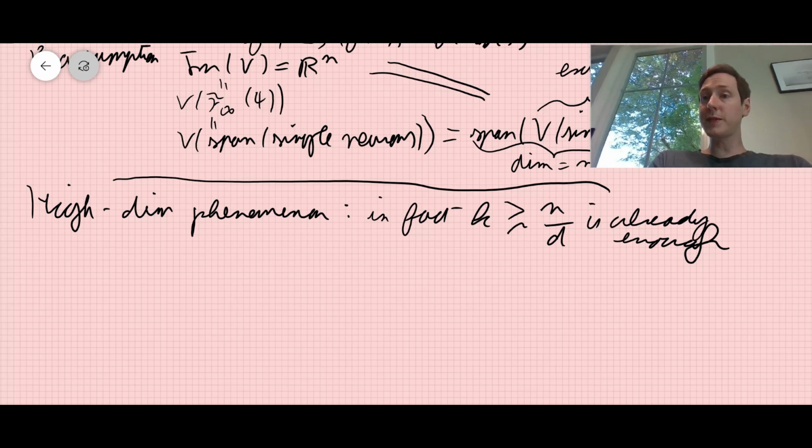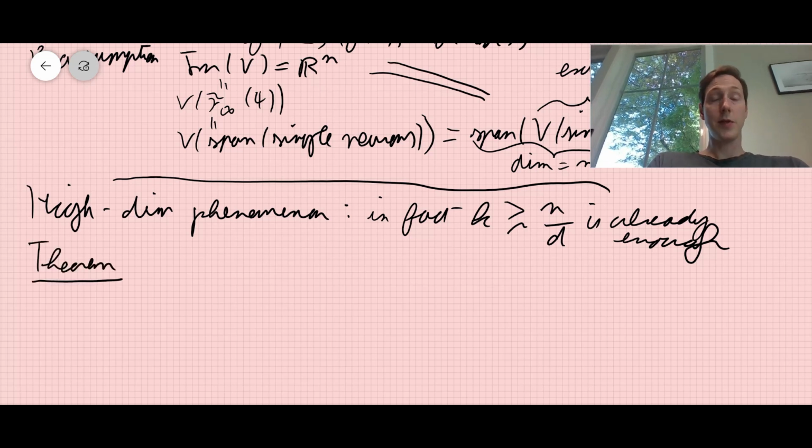And if we assume that, then we'll show that k larger than n over d is enough. And in fact, this was already proven some 30 years ago, by Eric Baum in 1988. And he proved the following.